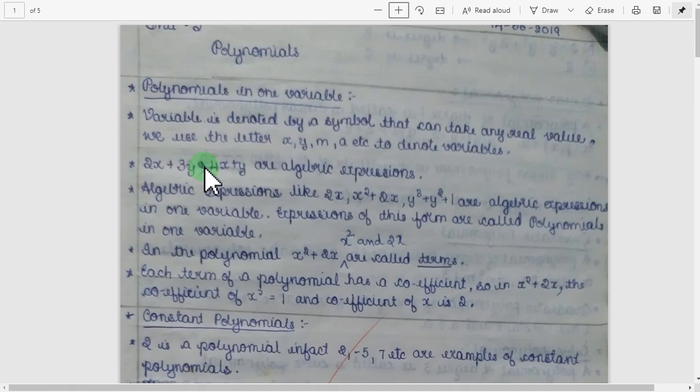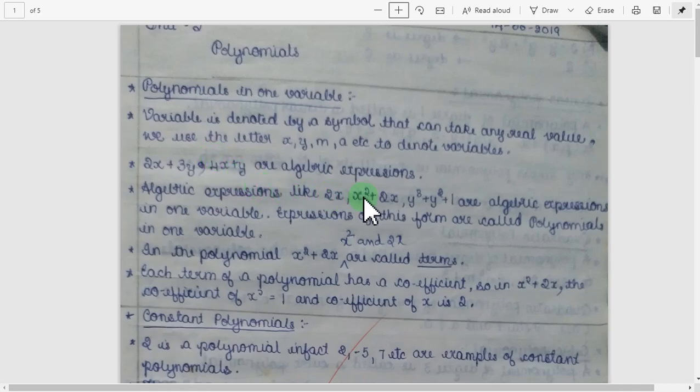2x plus 3y and 4x plus y are algebraic expressions. In that, x and y are variables. So altogether, 2x is a variable, and 3y is also a variable, because the 3 is with the variable. So this becomes a variable. These two are called algebraic expressions.